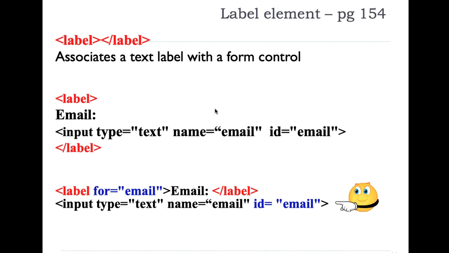So the label element. The label will associate a text label with a form control. So when you see something like this, if the user clicks on anything in this label, that cursor will go into this text field. This is very important when we talk about radio buttons and checkboxes.